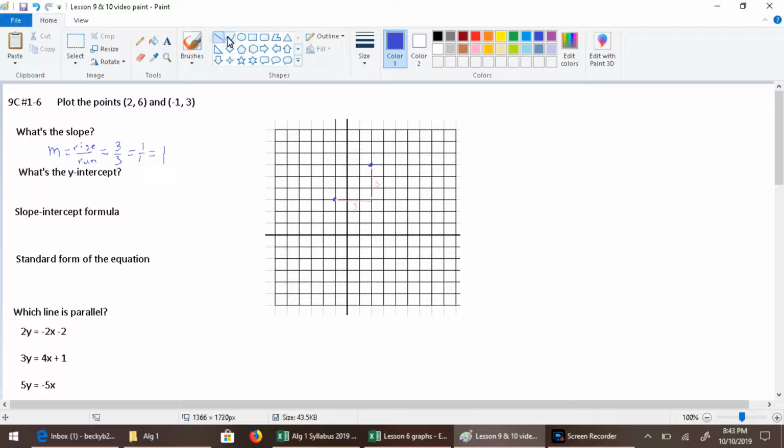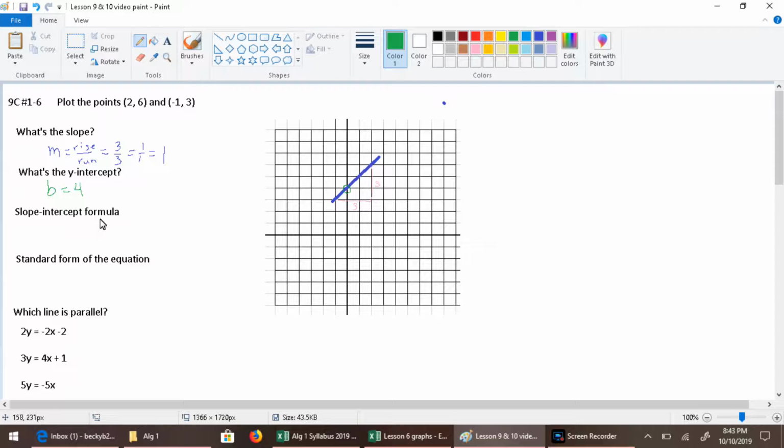Alright, what is the y-intercept? Well, to do that, we need to connect the points. And we can see that it is right here. If we draw that with a different color, right here is our y-intercept. And that's at point 1, 2, 3, 4. So our y-intercept is 4.